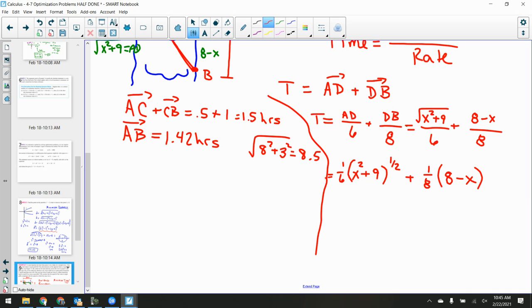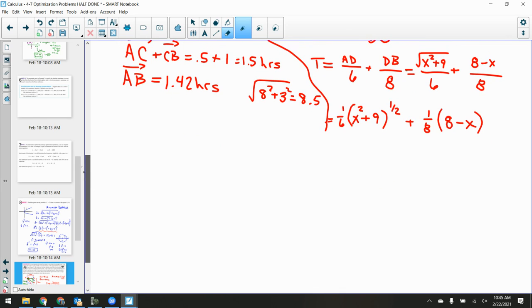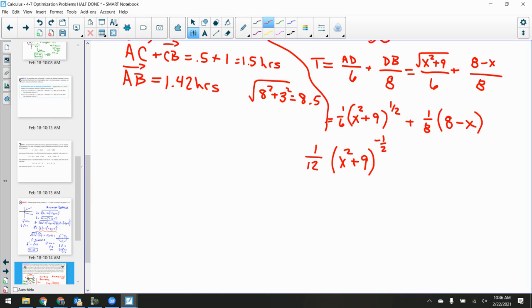Okay, let's find the derivative. Let's bring the 1/2 down in front. 1/2 times 1/6 is 1/12, to the negative 1/2. And then I find the derivative of the inside piece. This is a chain rule, to be 2x.